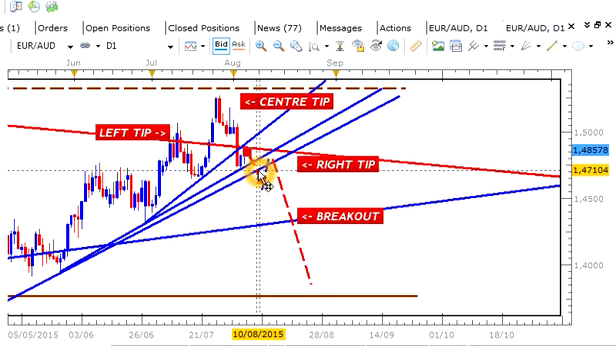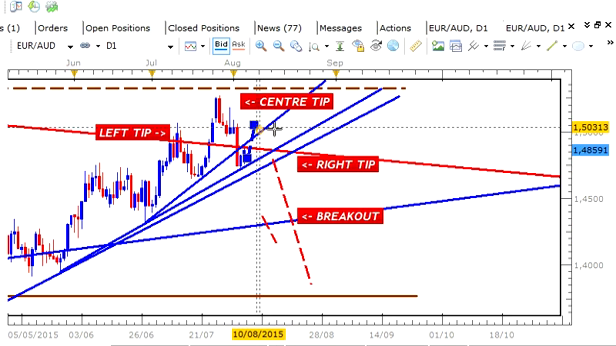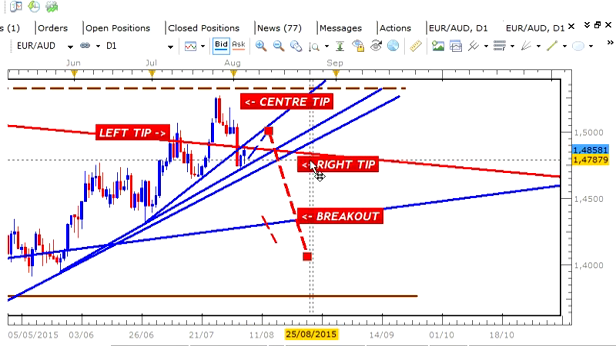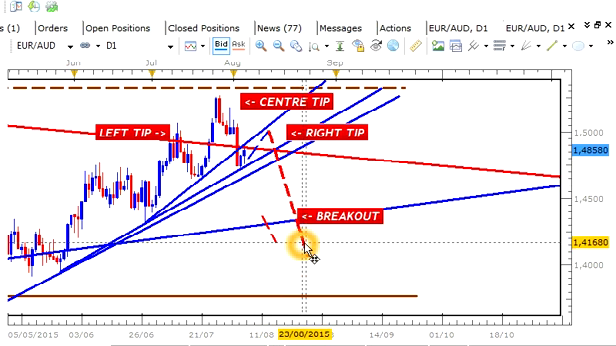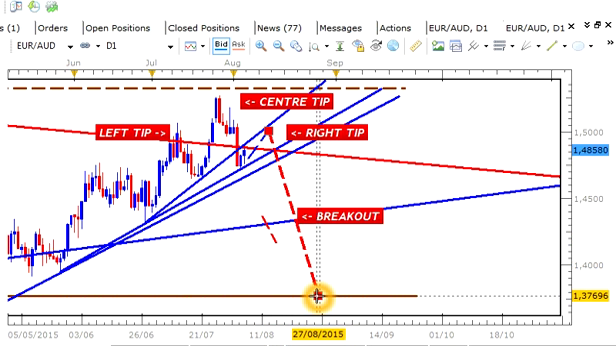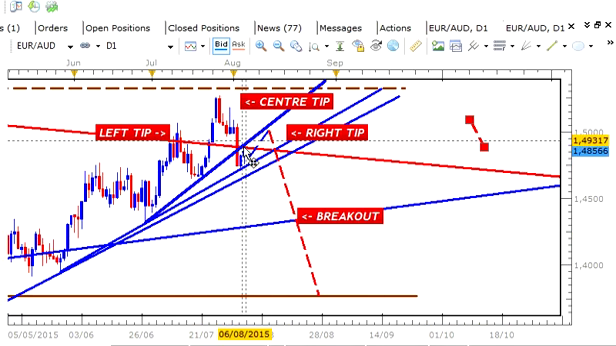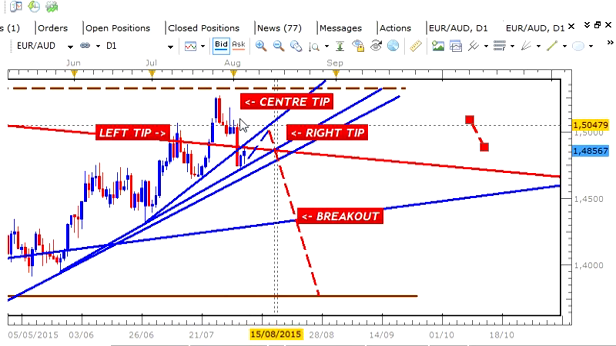Alternatively, we could have the market rally, as it is now doing here, to form that right tip at this area here and then break out below the uptrend line and continue onwards towards the support boundary. So those are the two scenarios in terms of the way in which this bear crown setup could play out.